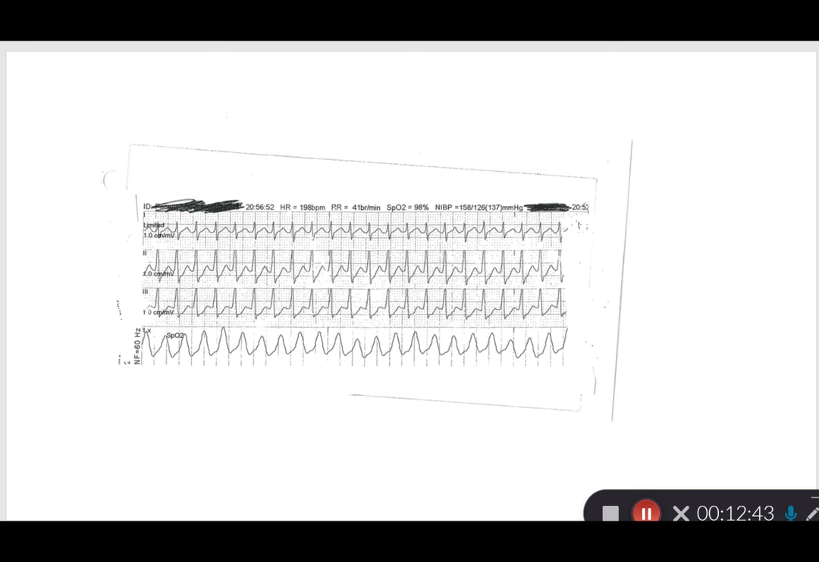All right, looking at this one, we can tell right off the bat that it's fast. So probably looking at some kind of tachyarrhythmia. And I do have a heart rate here. It's 198 beats per minute. So I'm going to call this rhythm SVT.